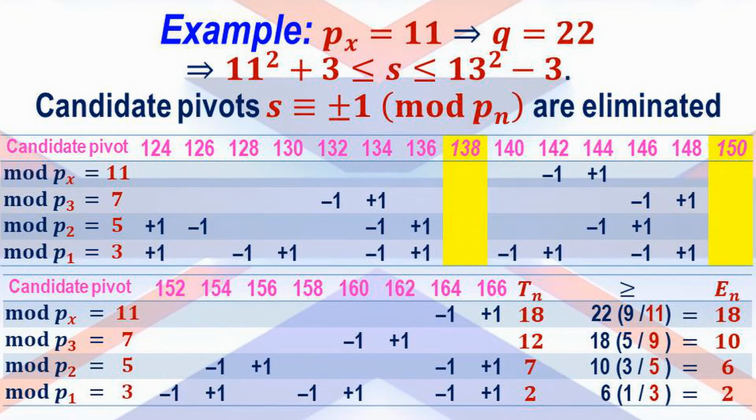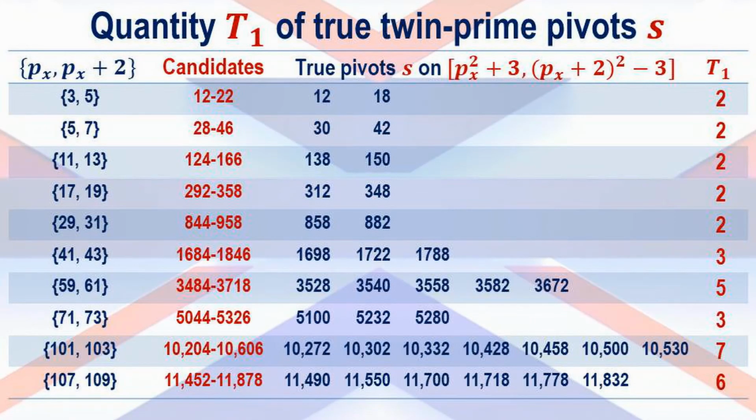And in fact, if we look at the first 10 pairs of known twin primes, that's from 35 to 107, 109, then the new true pivots occurring between the squares of each of these pairs of twin primes are, in the first 5 instances, always the minimum that we have calculated, which is 2. So this does kind of work.